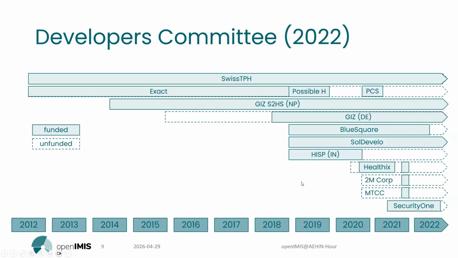Just to give you an impression of what that means, this is our developers committee as it was in 22. I don't update those things anymore because it has become very complex by now. But what you're seeing here is companies that work for us on a paid contract. Those are the green boxes. But once they have worked for openIMIS and they have gained that expertise, they are not lost.